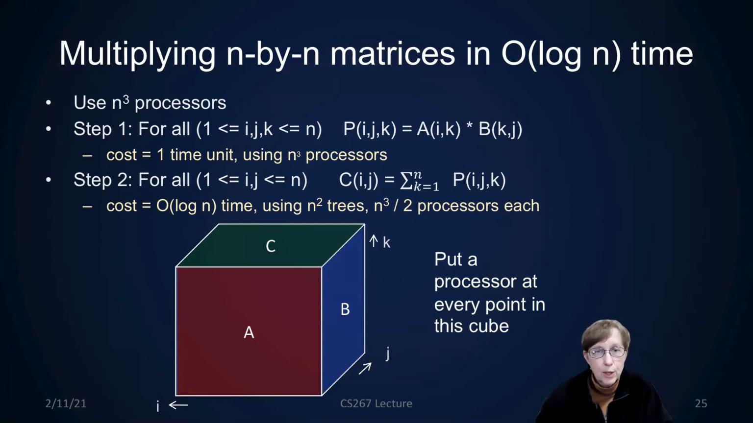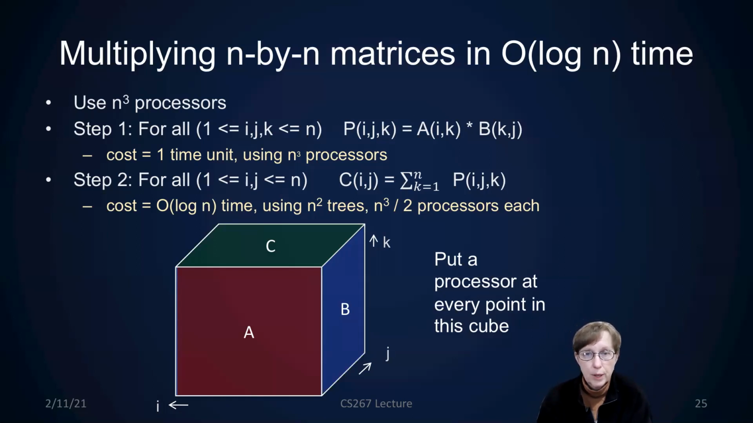We're going to use n cubed processors, so a lot of processors, and we'll put a processor at every one of the grid points inside this cube. These are n by n matrices, so it's an n by n by n cube. If we think about the 3-nested loop version of matrix multiply, we have the i and j loops, which iterate over the C matrix here on the top, and the i and k loops, which iterate over the A matrix, and so on. At every one of those positions in the middle, we're going to put a processor in the interior of this cube.